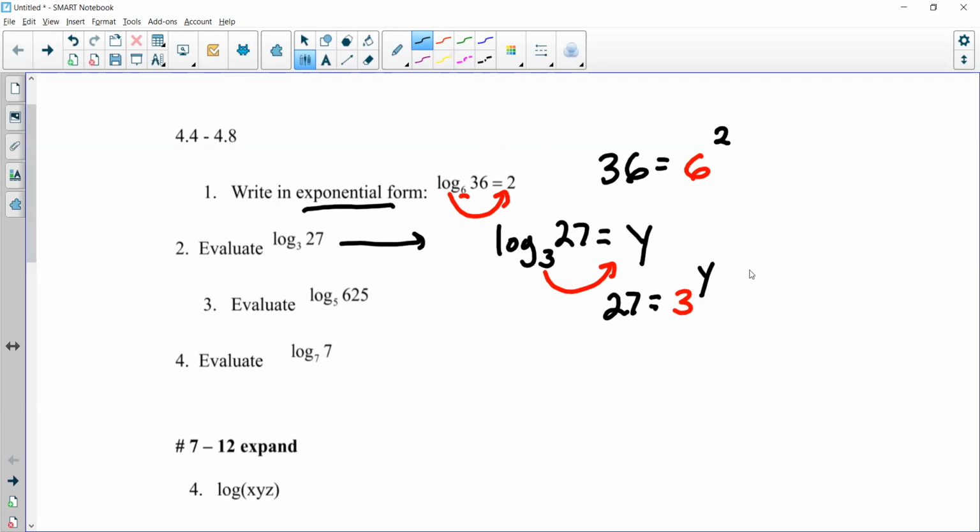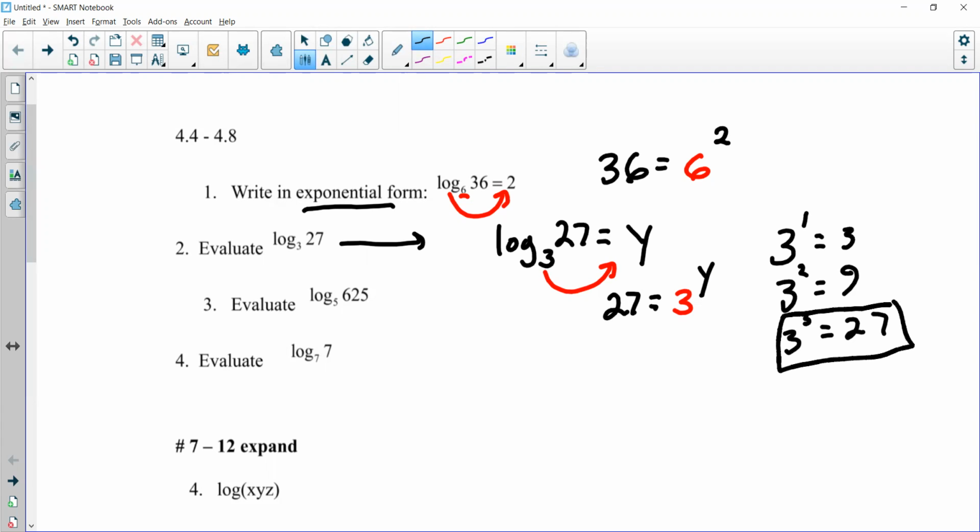Then you ask yourself in the deep of your soul, 3 to the y power gives me 27. What is the exponent that will give me 27? Well, 3 to the first gives me 3, so that's not it. 3 to the second gives me 9, well, that's not it. 3 to the third gives me 27. Wait a minute, that's my answer. So that means y equals 3, which means the evaluation for this is 3.